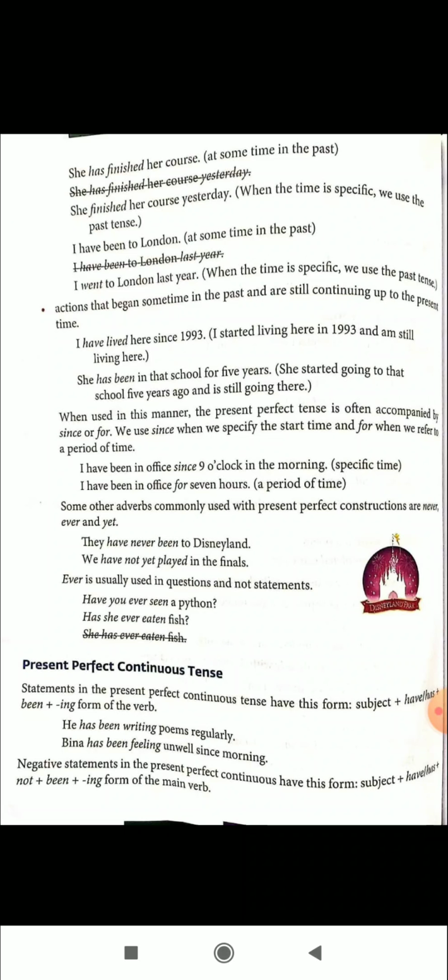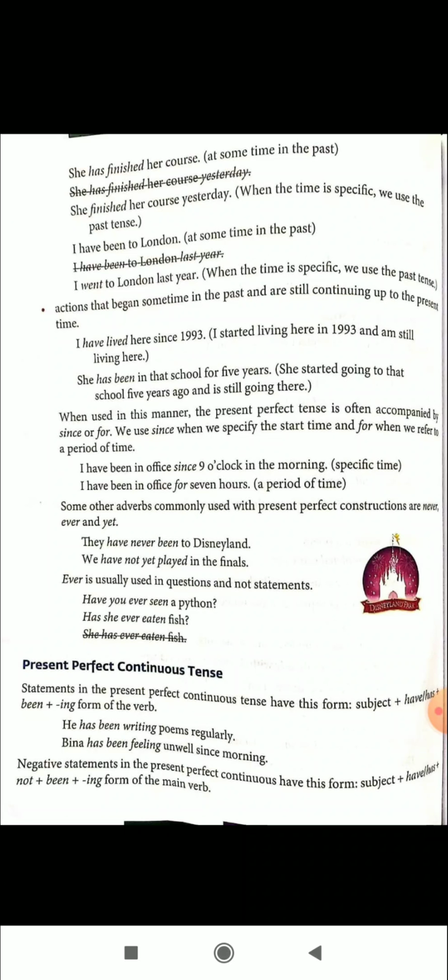Ever is usually used in questions and not statements. Important. Have you ever seen a python? Has she ever eaten fish? She has ever eaten fish is wrong. So ever is used with questions, not statements.